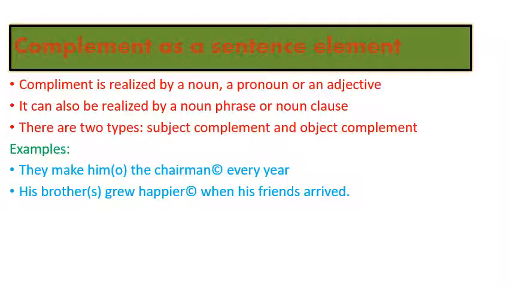So let's look at the following examples. They make him the chairman every year. So you have him here as the object. Then whom do they make the chairman every year? The chairman. So the complement here complements him. And then his brother grew happier when his friends arrived. Happier here complements his brother. So that's that.